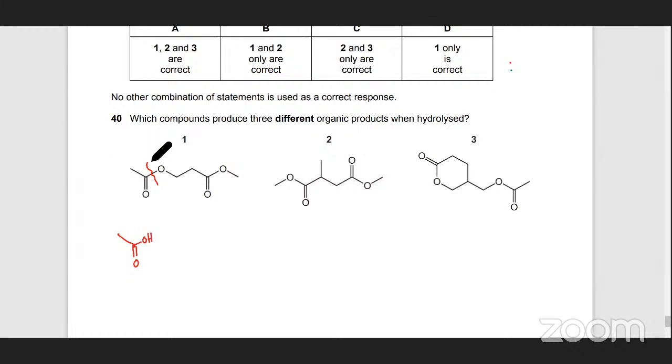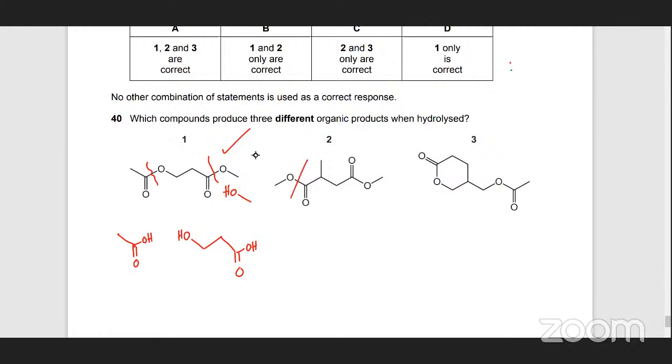The oxygen over here, okay, let's focus on the oxygen over here. So it's going to look like this. This double bond O is going to break up again, so it's going to turn into a carboxylic acid. This one would turn into an alcohol. And then there is this O at the end that would turn into NOH. So you're getting three completely different products. So the first one is correct.